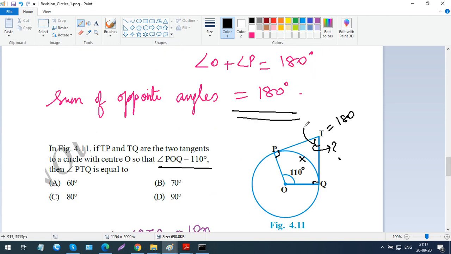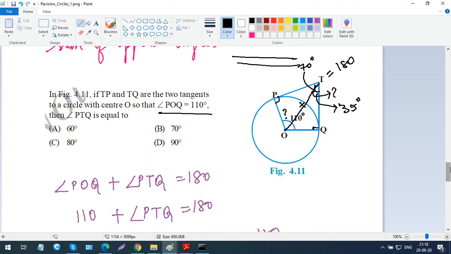Sometimes they may ask you what this angle is. They may split it like this and ask you what this angle is. So you will have to divide 110. Or sometimes they may ask you what this half angle is. So the 70 should be divided into two parts, so 35 degrees. Anyways, they can ask the question. So the basic thing you should know is the opposite angles add up to 180.